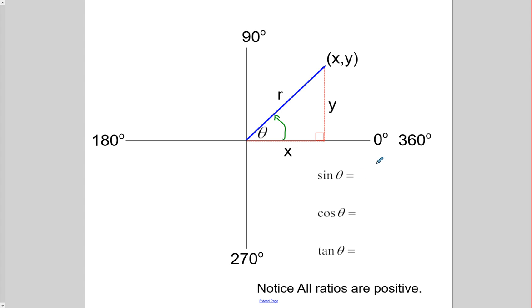So I'm going to do my ratios now. Sine, I remember, is opposite over hypotenuse. So if that's my angle, my opposite is right here and my hypotenuse is right here. So sine theta is going to be opposite, that's Y, over hypotenuse, R. Cosine is adjacent over hypotenuse. My adjacent side is the X, so cosine is X over R. And tangent is opposite over adjacent. It's going to be Y over X.